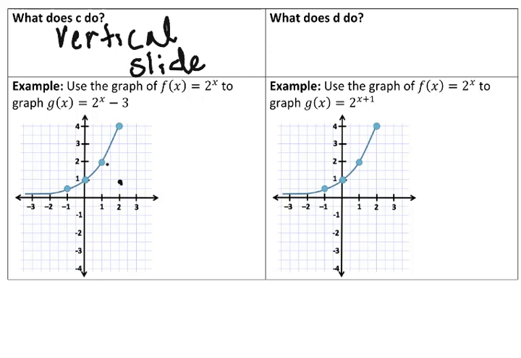This point was originally at 2. It's going to slide down 3. 2 minus 3 is -1. This point was originally at 1. It slides down 3 all the way down to -2. This point is originally at a half. It's going to slide down 3, down to negative 2.5.